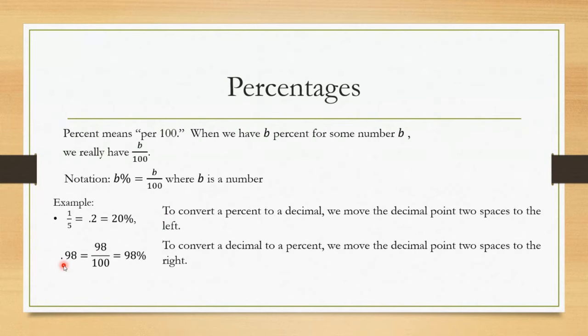Same thing over here. If you go 0.98, how do you convert that to a percent? Again, you could move the decimal 2 spaces to the right. To go the other way, from a percent to a decimal, you can move the decimal 2 spaces to the left, which is this dividing by 100. That's all I'm trying to show here. Okay, so that's the notion.